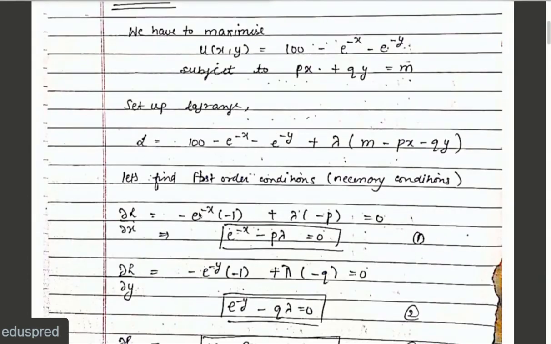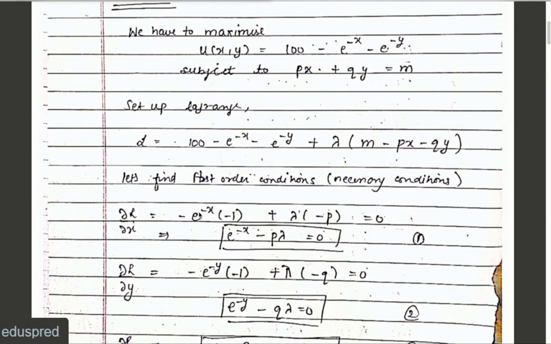So coming back to the solution, you have to maximize u(x,y) for x and y subject to this constraint. Setting up the Lagrangian, which means your L is equal to 100 minus e to the power minus x minus e to the power minus y plus lambda times m minus px minus qy. And let's derive the first order conditions, which are your necessary conditions. For that, we have to differentiate L with respect to x and y.